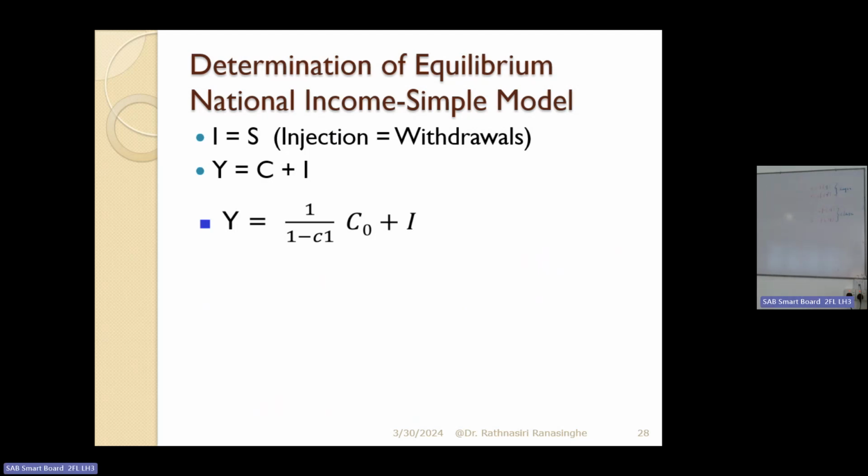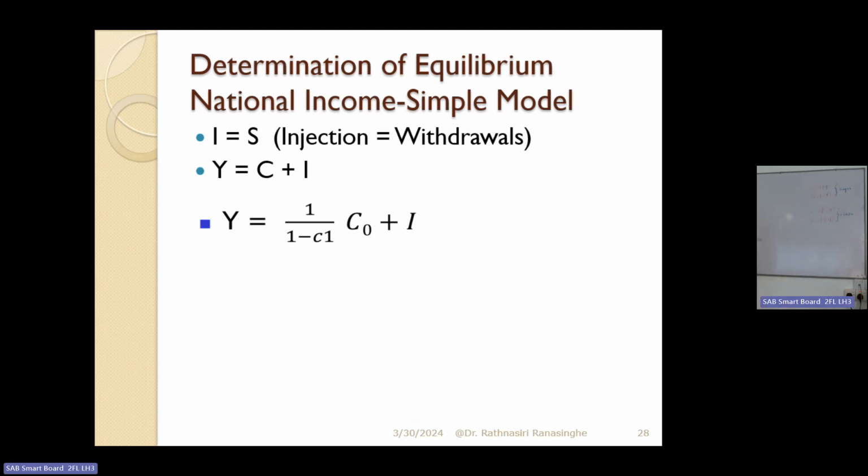So all these things are autonomous expenditure, right? Autonomous consumption, autonomous investment. Right side variables are autonomous expenditure. C1 is the marginal propensity to consume. Y is common: 1 minus C1 times Y equals C0 plus I. Those are the autonomous expenditure. We denote them as AE. Here actually we use equivalent notation.